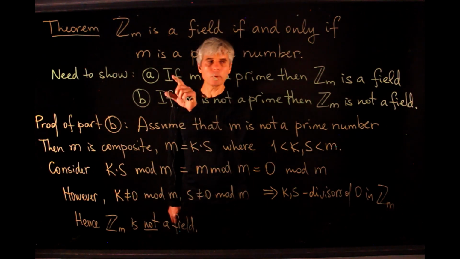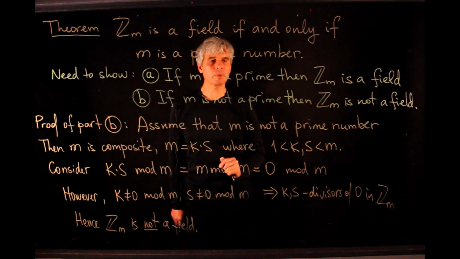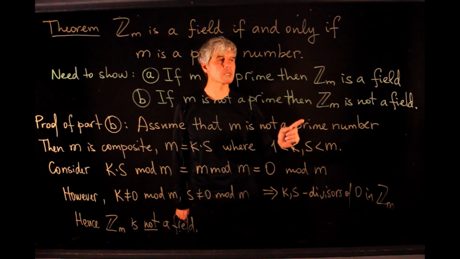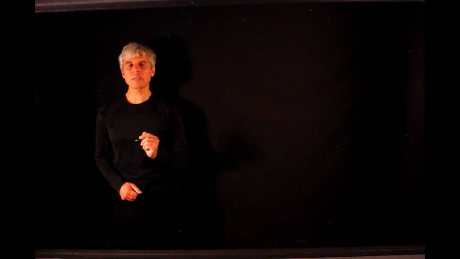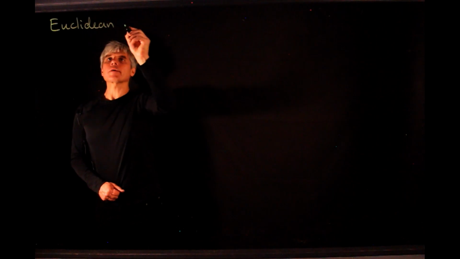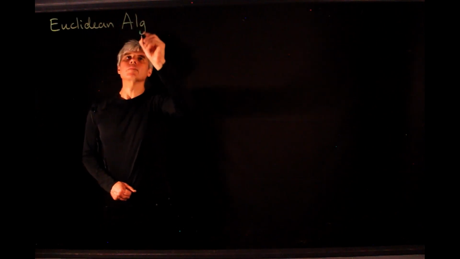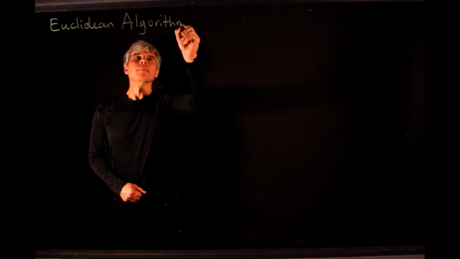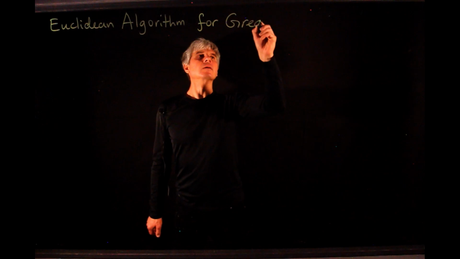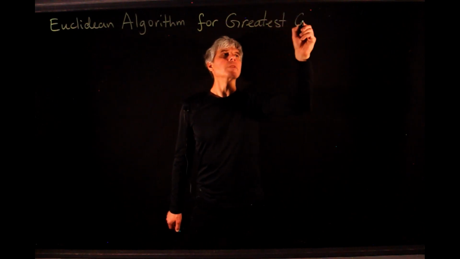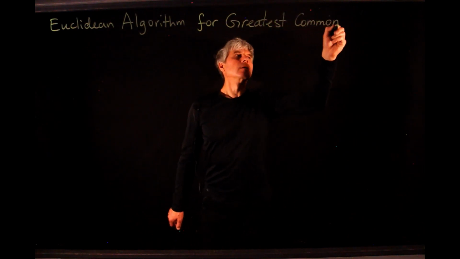In order to give the proof of part A, we need to develop additional theory that will allow us to compute inverses in Zm when m is a prime. We will come back to complete the proof of our theorem, but now let us discuss the Euclidean algorithm for greatest common divisor.